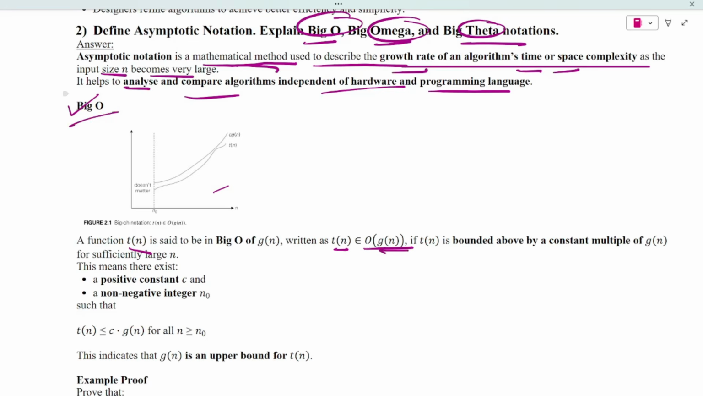It is above, that is you have to remember the word above for big O. Okay, it is bounded above by a constant multiple of g of n.